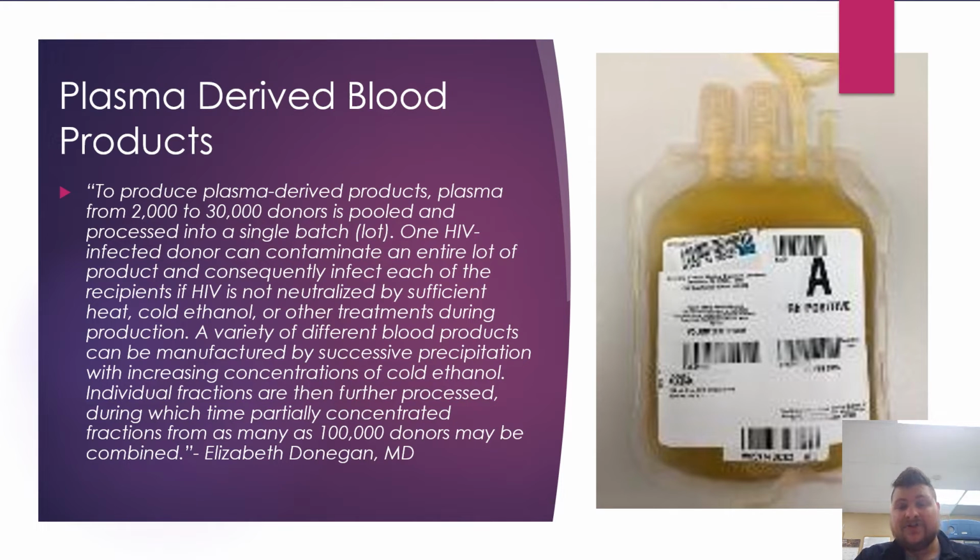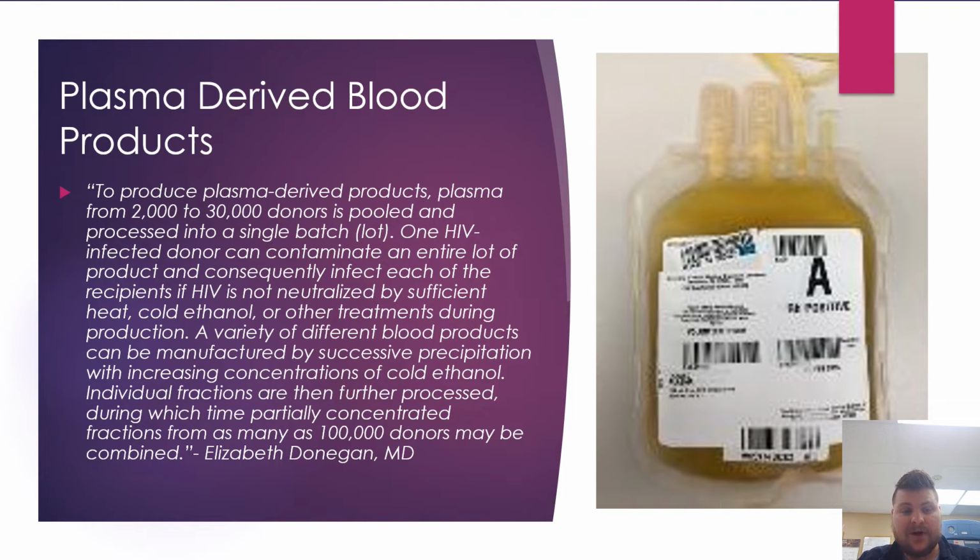Looking at plasma-derived blood products. To produce plasma-derived blood products, plasma from 2,000 to 30,000 donors is pulled and processed into a single batch or a lot. One HIV-infected donor can contaminate an entire lot of product and consequentially infect each of the recipients if HIV is not neutralized by sufficient heat, cold ethanol, or other treatments during production.